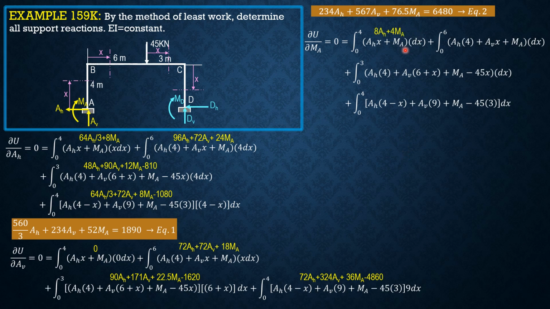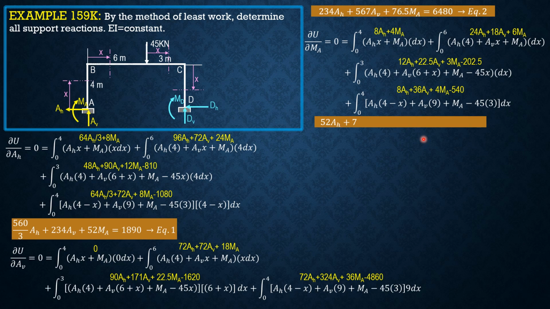So the value of the first integral here is 8AH plus 4MA. In this integral, 24AH plus 18AV plus 6MA. In this integral, 12AH plus 22.5AV plus 3MA minus 202.5. In this last integral, 8AH plus 36AV plus 4MA minus 540. So combining like terms equate to 0. Transpose the constant to the right. We set up the third equation.